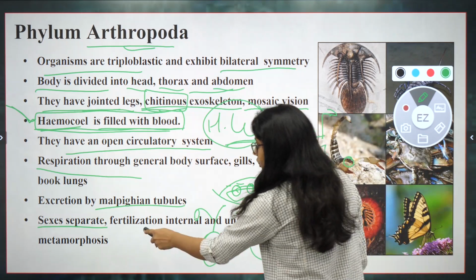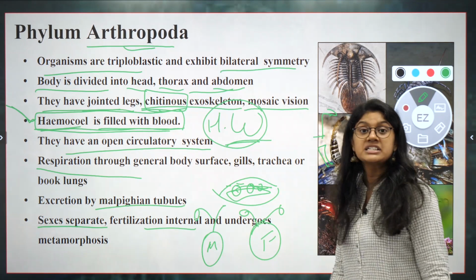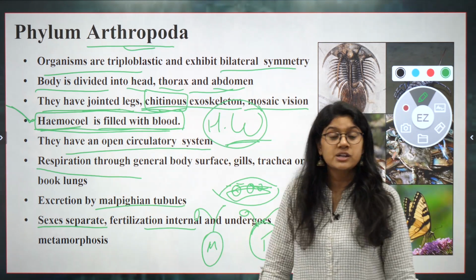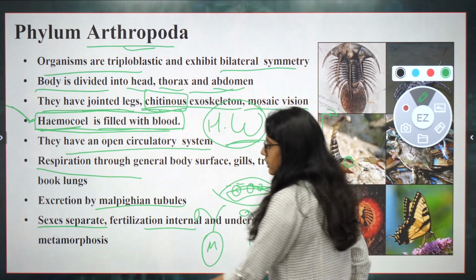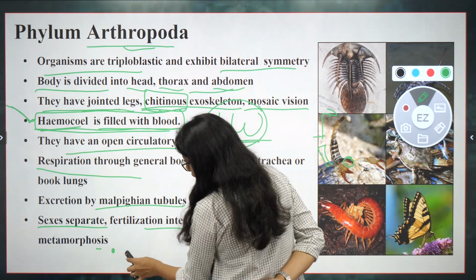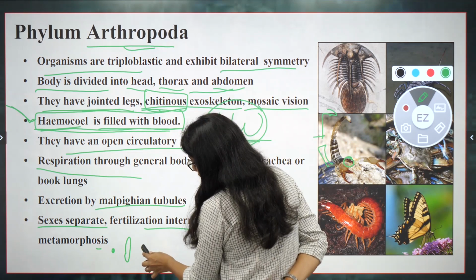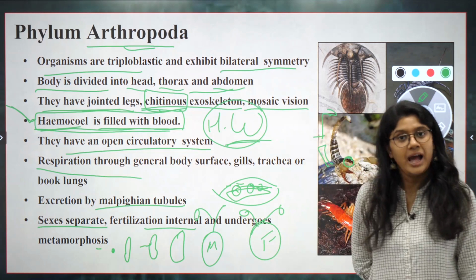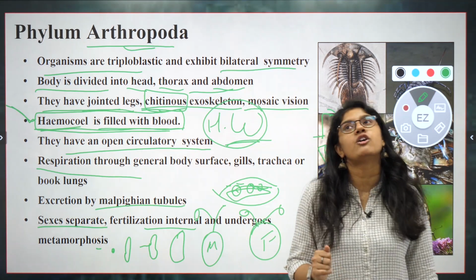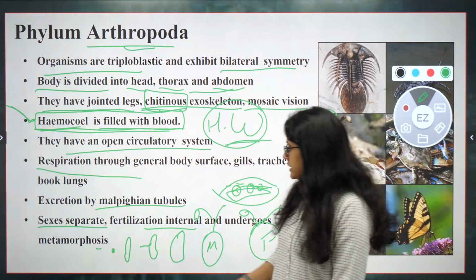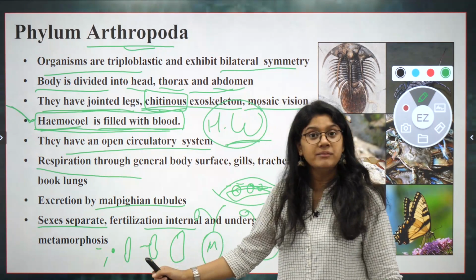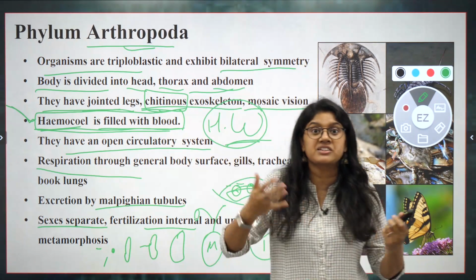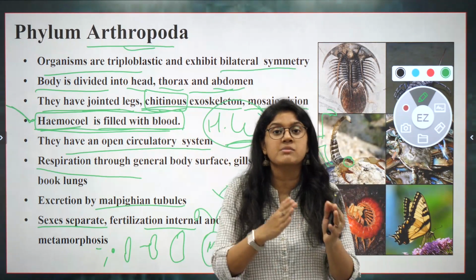Fertilization is internal, and they undergo metamorphosis. What is metamorphosis, everyone? They grow from a small larva, then change into a different form, having a different shape, and then they become the whole animal. Just to take the example of a butterfly, we usually see a very small larva, then the caterpillar will come, right? Then it goes into a hiding phase, and after that the butterfly will come. So they have metamorphosis.